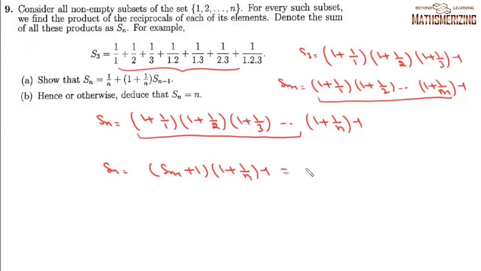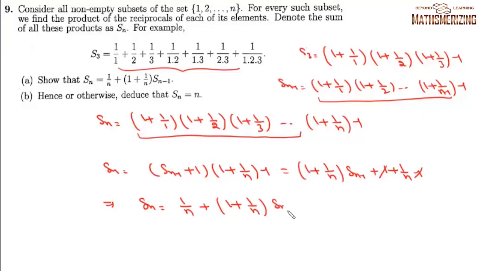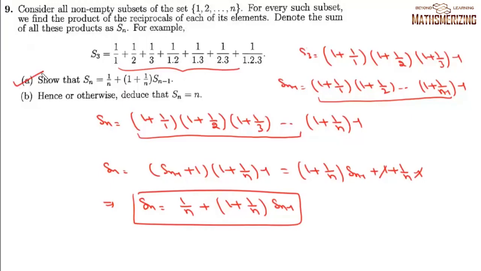Now if we multiply it, we can write 1 plus 1 by n into Sn minus 1 plus 1, minus 1. Now this 1 and 1 will cancel. So from here we can say this Sn will be equal to 1 by n plus 1 plus 1 by n into Sn minus 1, which is what we need to prove in part A. Now part B is hence or otherwise deduce that Sn is equal to n.